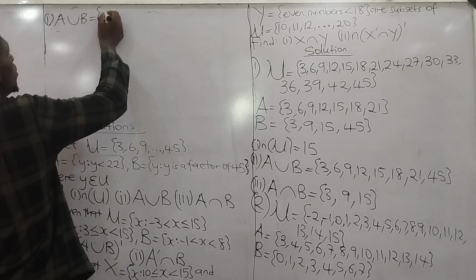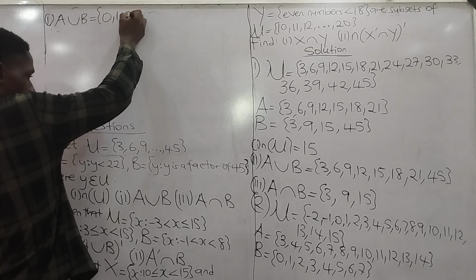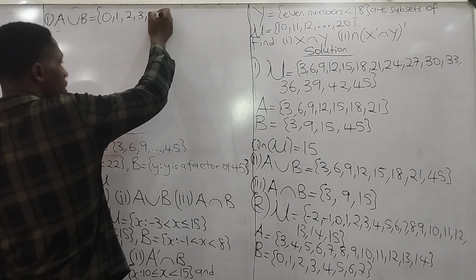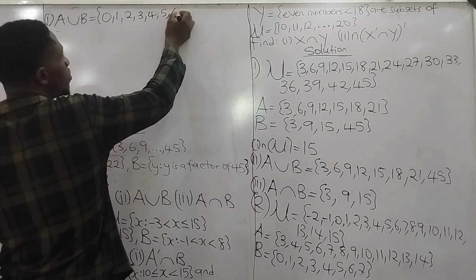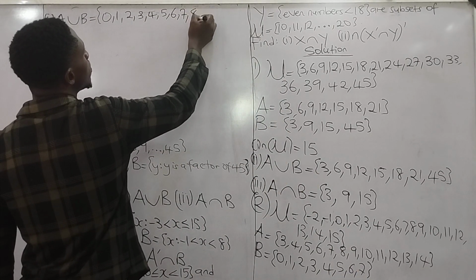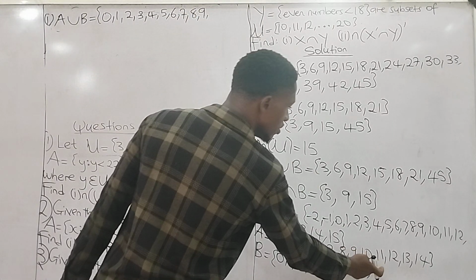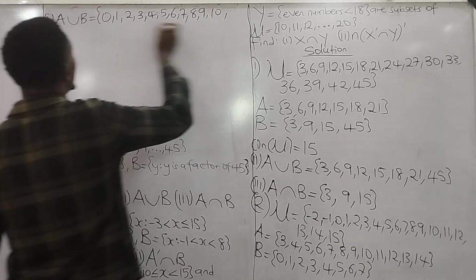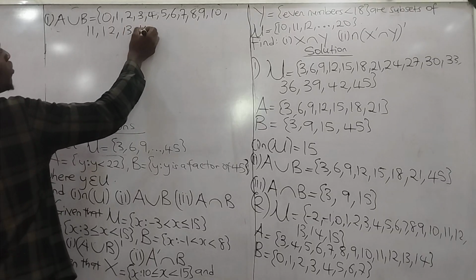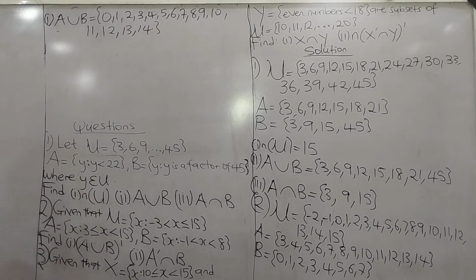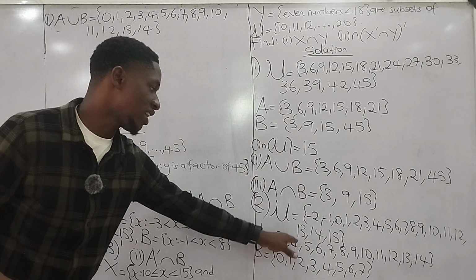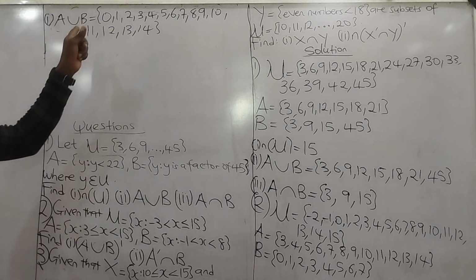So I have 0, 1, 2, 3, 4, 5, 6, 7, 8, 9, 10, 11, 12, 13, and 14. So this is the answer for A union B. You can see there is no number in set A and B that was not represented.